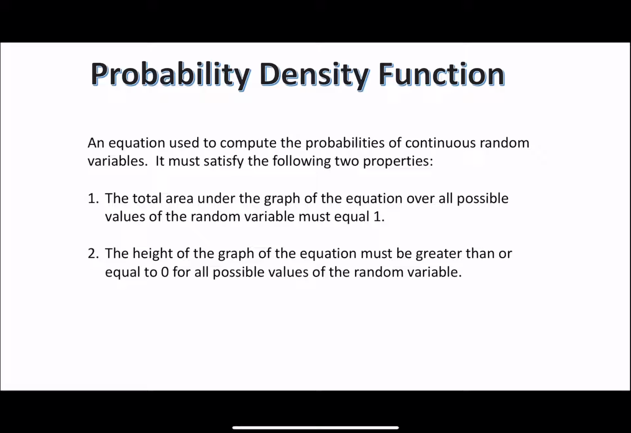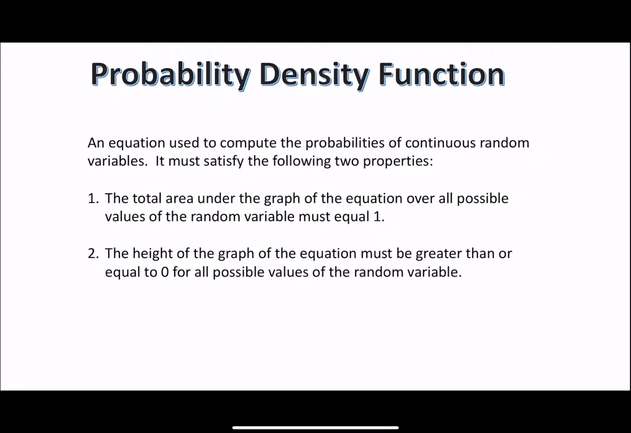So the probability density function. This is really important. This is for things that are uniform and for things that are not uniform. The total area under a graph, all the possible values together, when you add them all up, is going to add up to 1. All the possibilities underneath that curve add up to 1. And the height of any part of the graph has to be greater than or equal to 0 for all the values of the random variable. So every value has a probability that is greater than or equal to 0.